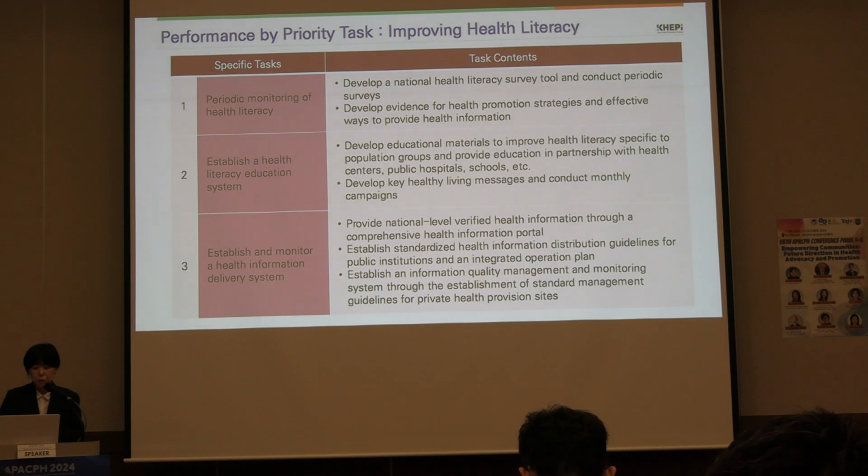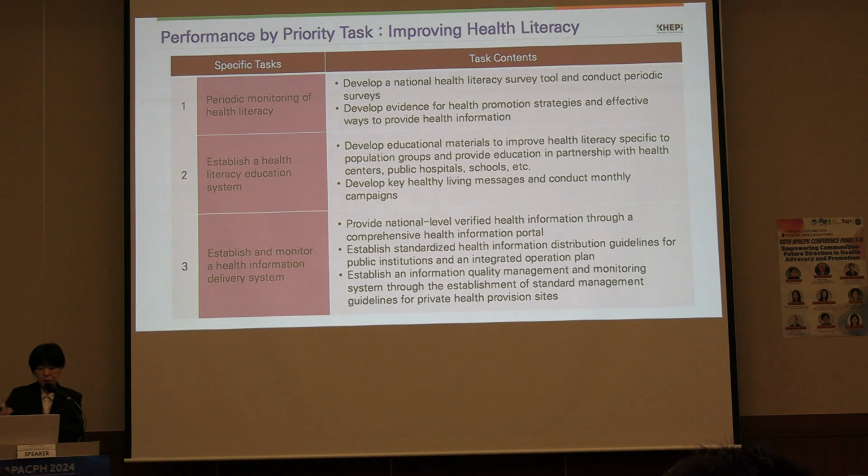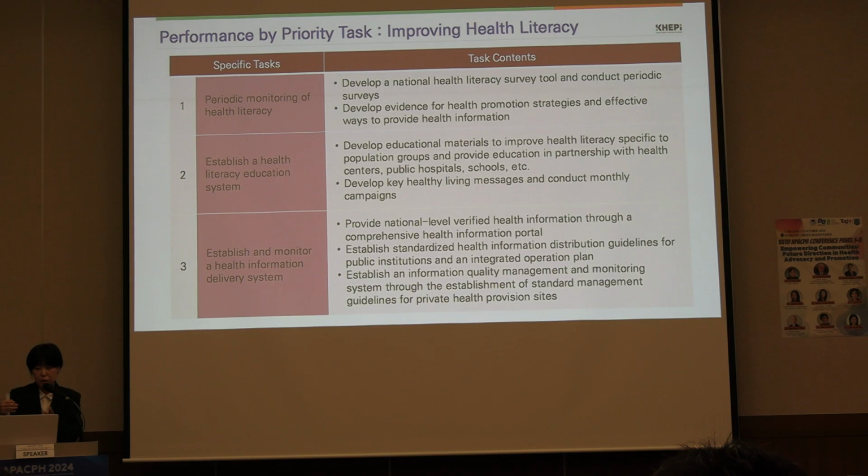For the health information delivery system, we provide nationally verified health information through a comprehensive health information portal, and establish standardized health information distribution guidelines for public institutions and an integrated operation plan. We also establish an information quality management and monitoring system through standard management guidelines for the private health promotion sector. We do these tasks from 2021 to 2030. Some tasks are in progress: we have finished making the survey tool, and we have a regular national survey.